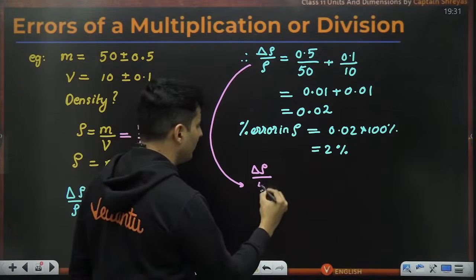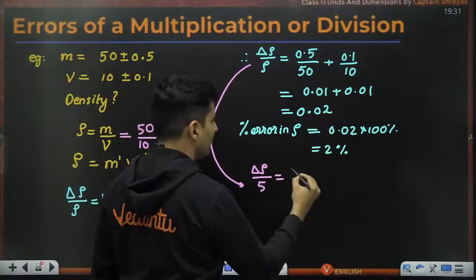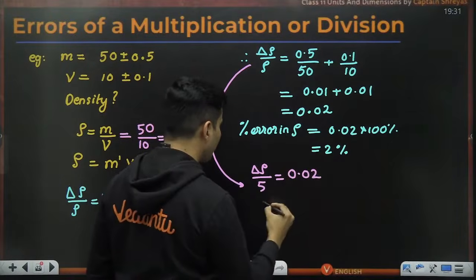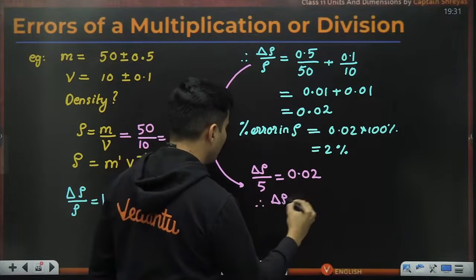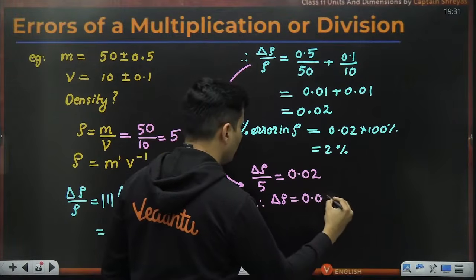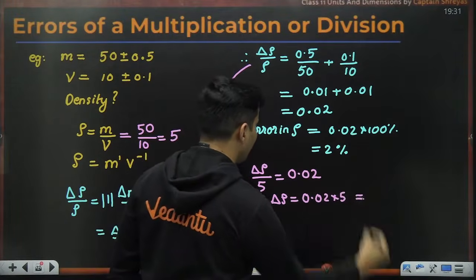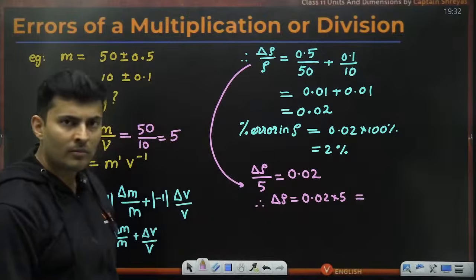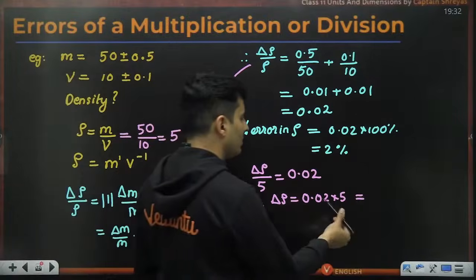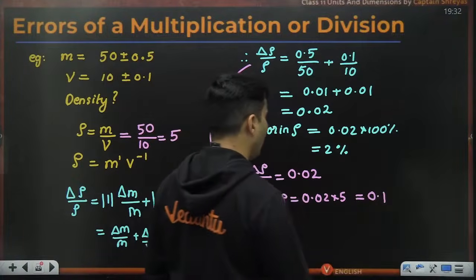Instead of density, put the number 5 over here. This is nothing but 0.02. So therefore, delta rho will be 0.02 multiplied by 5, which is 2 5s are 10. So this is just going to become 0.1.